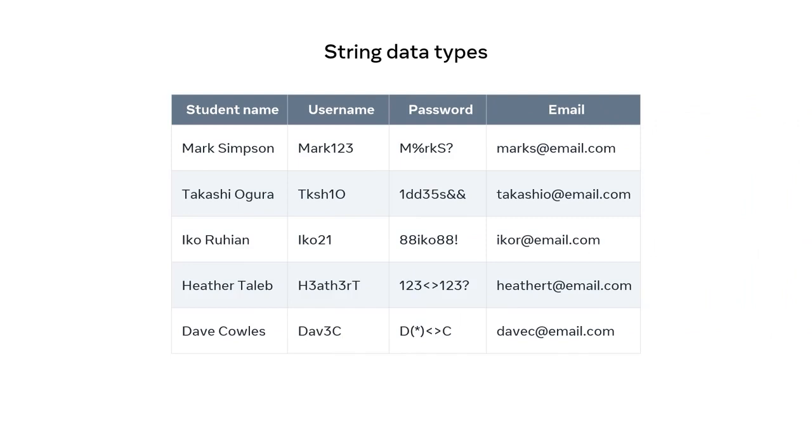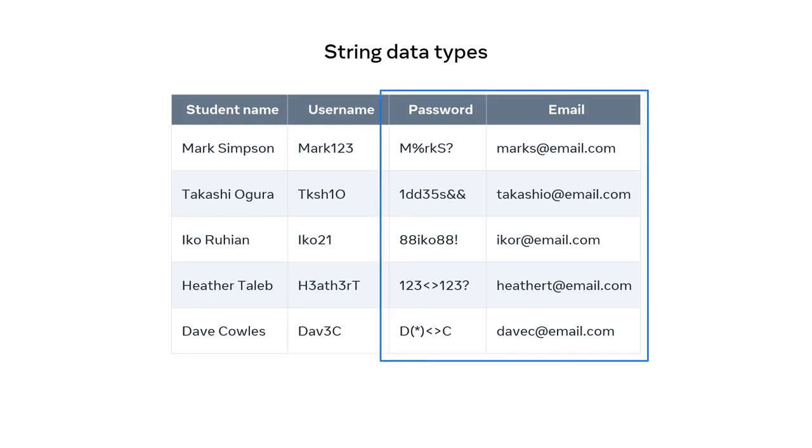This table stores student login information for the college's online portal. It stores this information under the following 4 columns: student name, username, password, and email address. The student name column contains only alphabet characters. The username column contains alphanumeric characters, and the password and email columns contain a mix of character types.